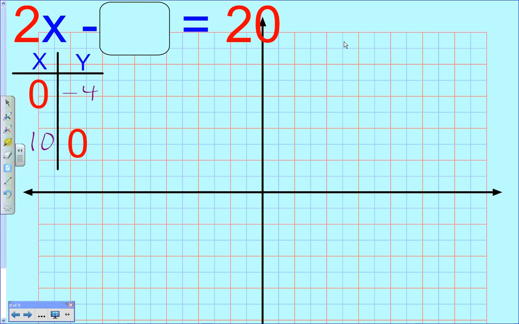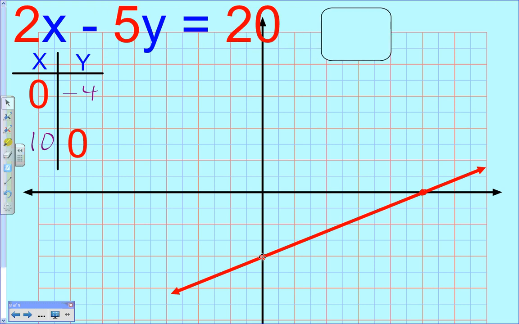So when we plot these points, 0, negative 4, and 10, 0, we now have the x and y intercepts that we need. If we connect those points with a ruler, we now have the line graphed. 2x minus 5y is equal to 20.